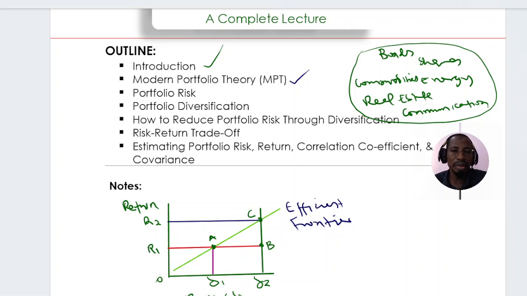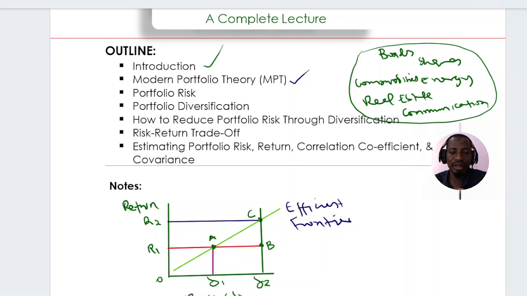Risk is also a possibility that part or all of the original investments may be lost. Risk is a possibility that some or the entire original investments may be lost. That's a risk. So in portfolio, risk is measured by standard deviation. And the higher the standard deviation, the higher the risk of the portfolio.